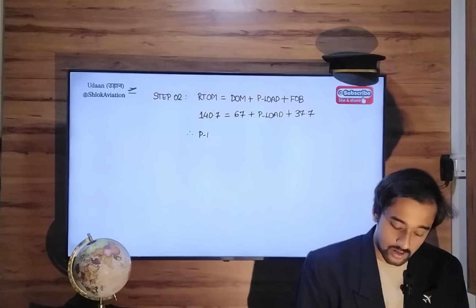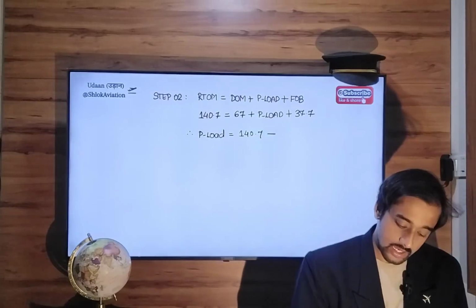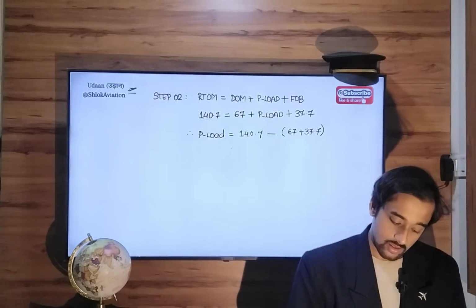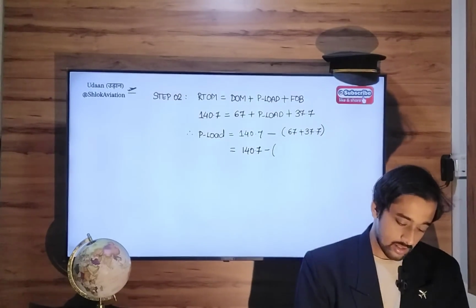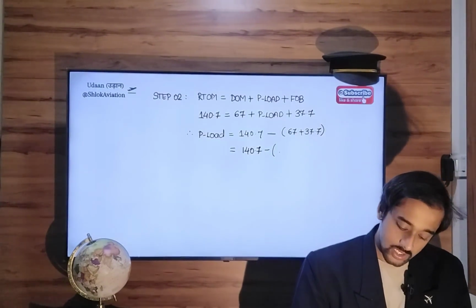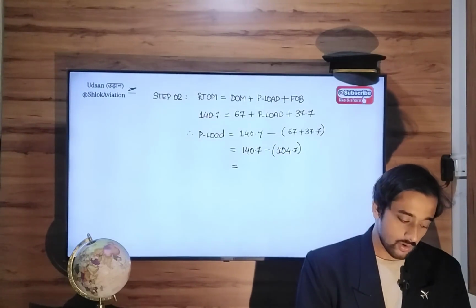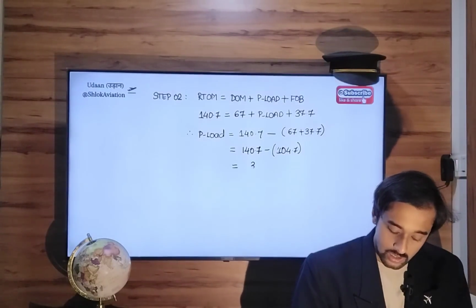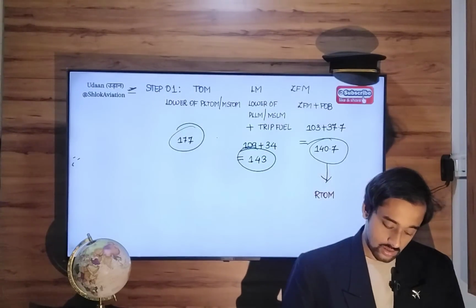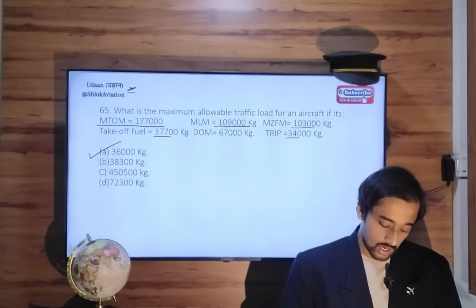Therefore, payload will be equal to 140.7 minus 67 plus 37.7. So 140.7 minus 67 plus 37.7, which is 104.7. So 140.7 minus 104.7 equals 36. So correct answer is option A, 36,000 kg. So this is how you do the sum.